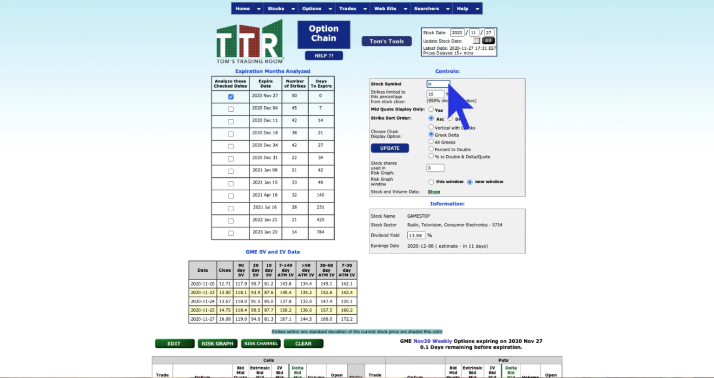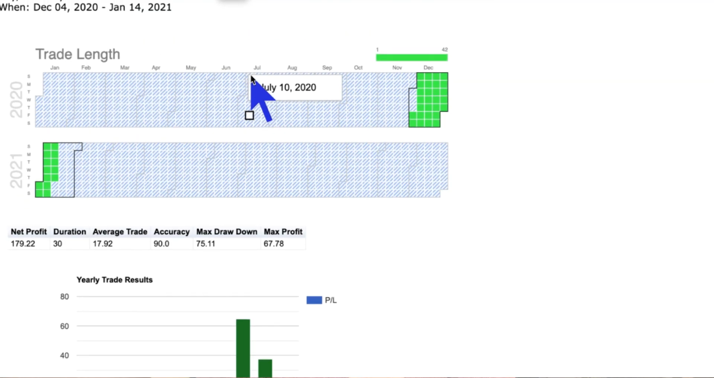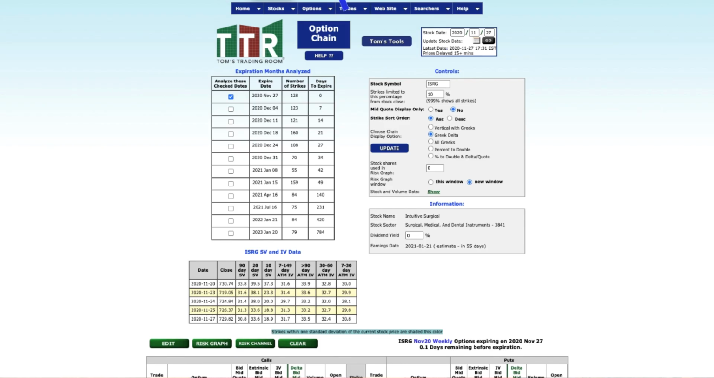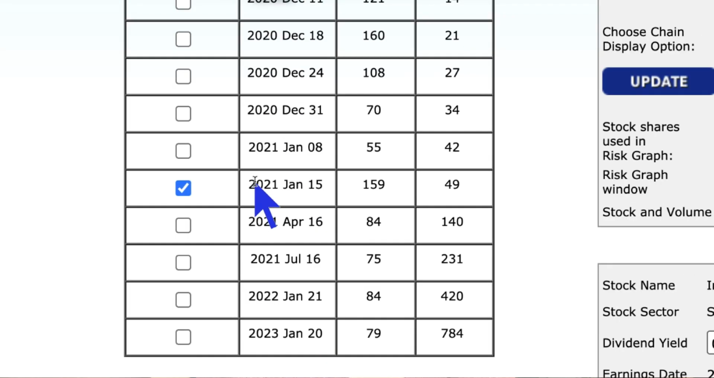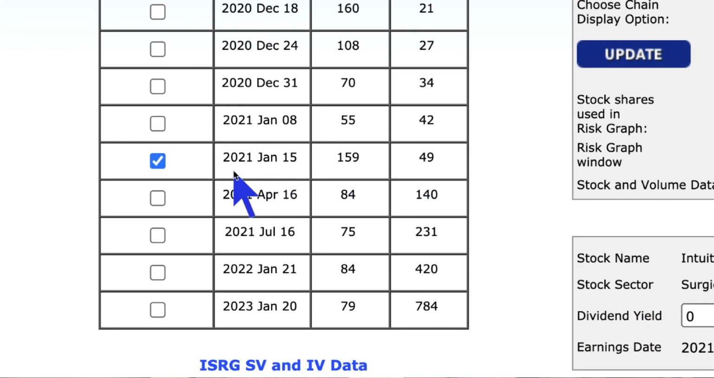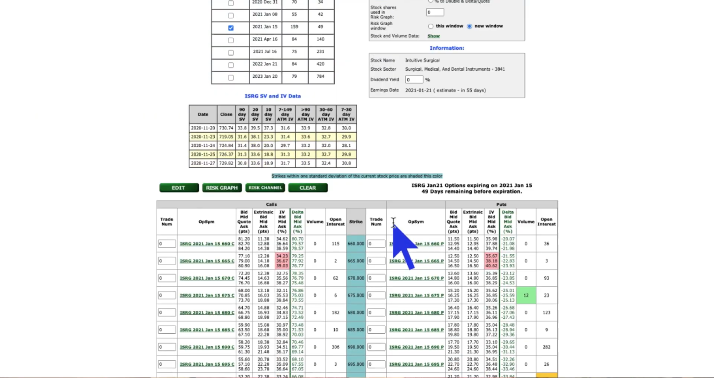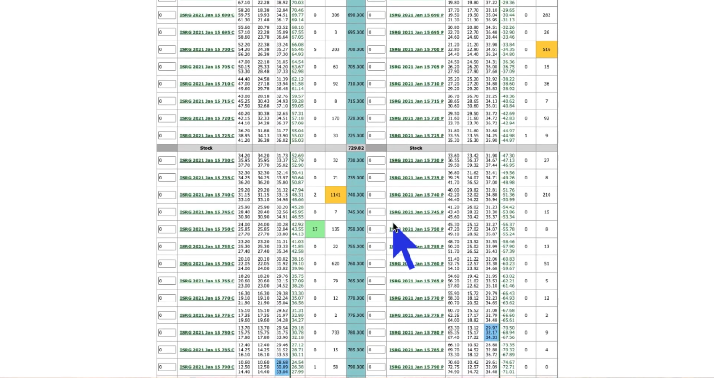So let's just type in the symbol. Let's take a look at what we've got going on between now and then. What I like to do is say, all right, where are we going? January 14th. Where's the closest option trade? January 15th. See it right there? All right, perfect. Let's uncheck the box for today. We're going to look at options that trade around January 15th. Let's do an update, and let's see what we've got. Calls on the left, puts on the right.